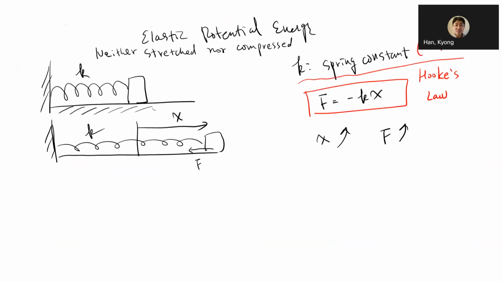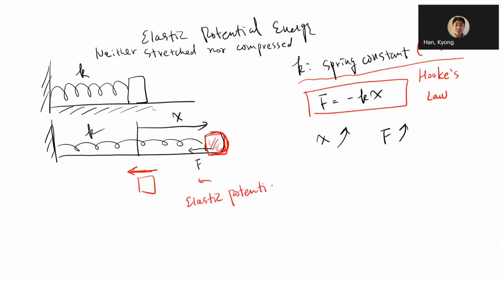Here is spring elastic potential. If we stretch this and then release it, it comes back and gains some velocity, some kinetic energy. It means there was some energy stored here. This kind of energy is called elastic potential energy.